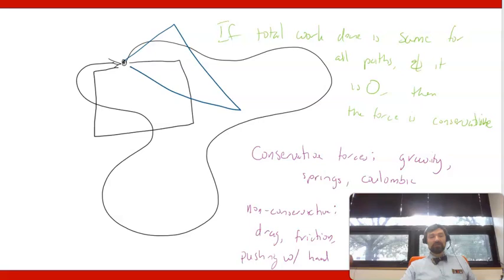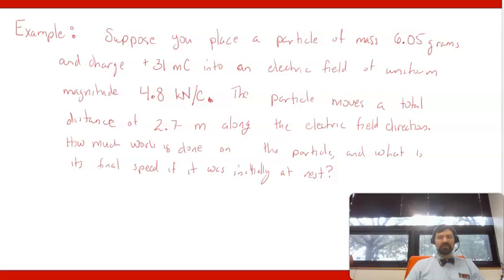It's worth maybe doing a single quick example to close. All right, our example is, suppose that we have a particle of known mass and charge. It's placed into a uniform electric field, and then it's allowed to move along the field lines for 2.7 meters. If it was initially at rest, we want to know how much work is done on it and what its final speed is. So the solution to this is as follows.